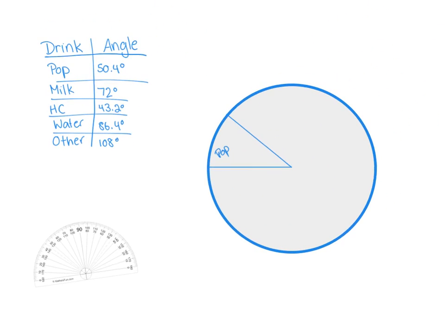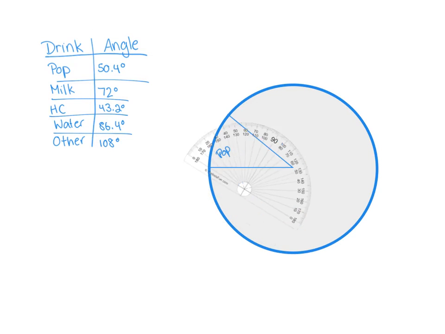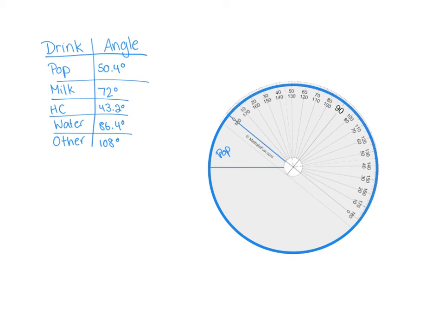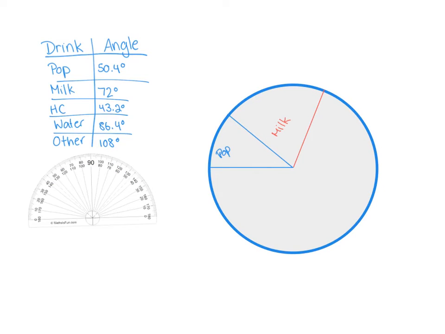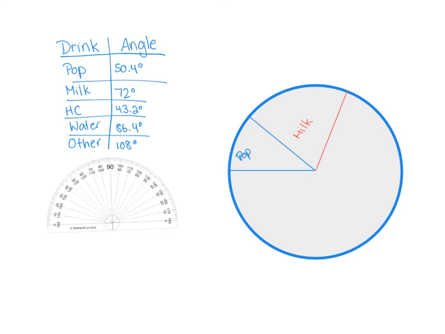Then I am going to take my protractor and I will line it up with my next section, and I'm going to try to see where 72 degrees would go. So I've lined this up with 0, so then I'm going to look across to 72. So it should go 2 ticks after the 70. So I've created my next section that's 72 degrees, and I have labeled it milk.